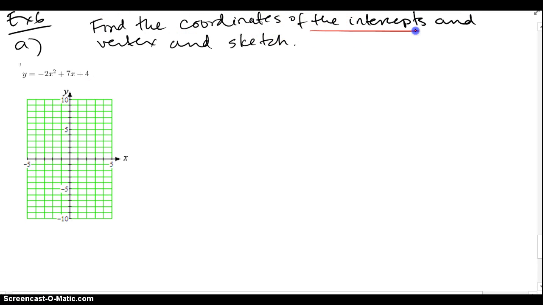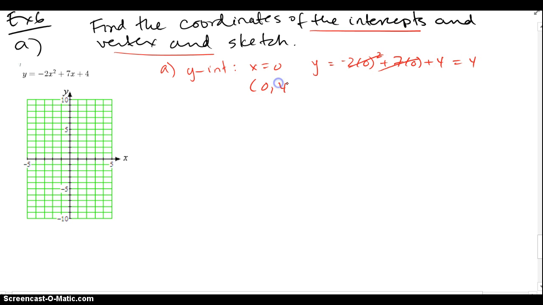Find the coordinates of the intercepts and the vertex and sketch the graph. So I'm going to say y-intercept first. I'll make x equal to 0 in here, and everything is going to get dropped because x is 0, and I'm only left with 4. So the y-intercept is (0, 4).